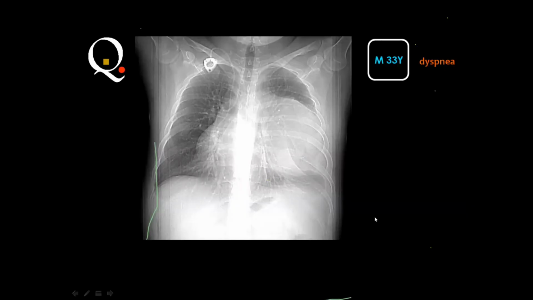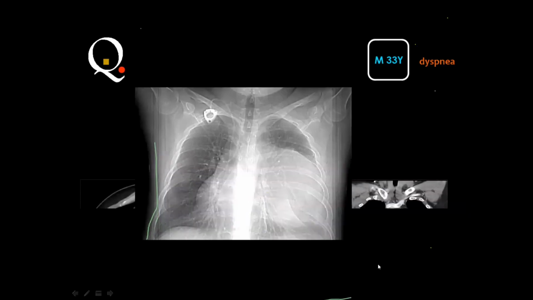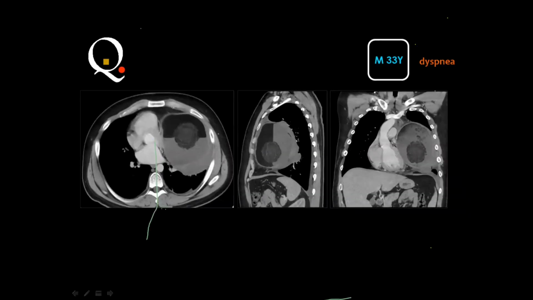Then, as you know, if you are dealing with a mass in the lung of an adult, you think of a bronchogenic carcinoma until proved otherwise by having another imaging modality like this, for example. And this is the CT scan of the same case. Then what do you think?